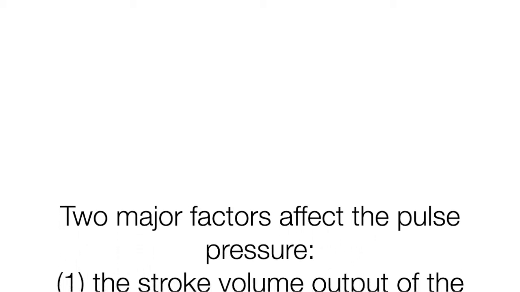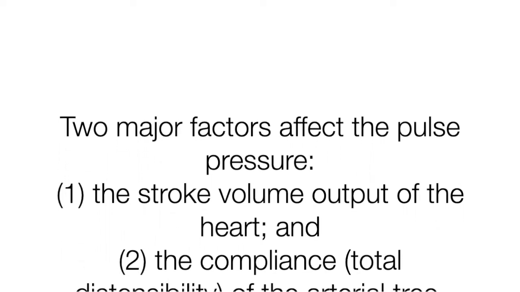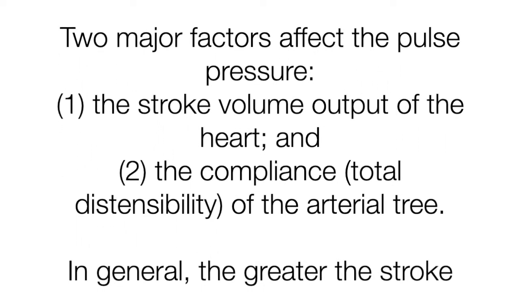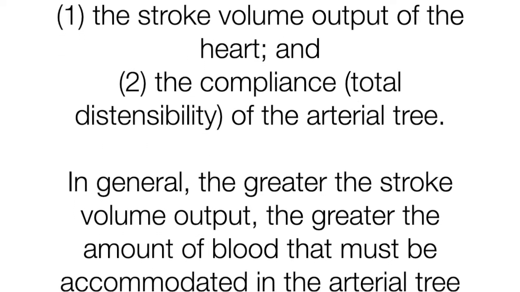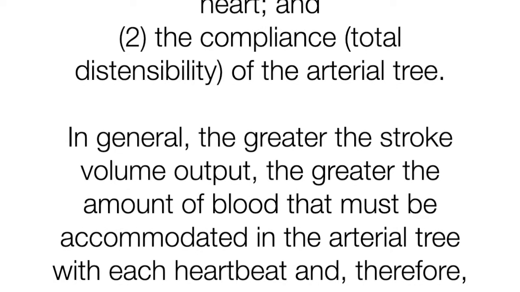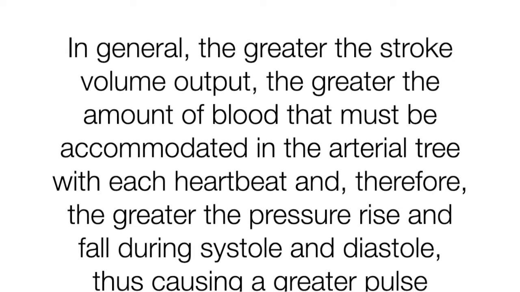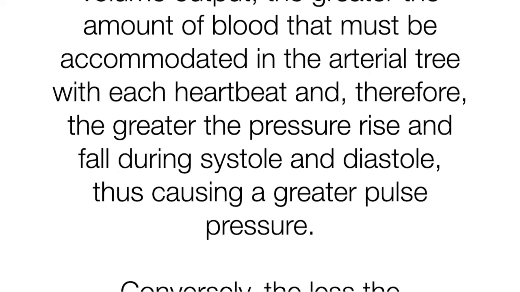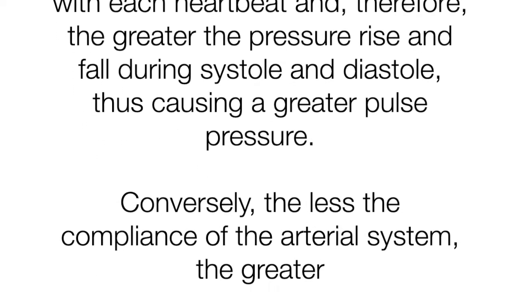Two major factors affect the pulse pressure. One, the stroke volume output of the heart, and two, the compliance, that is, total distensibility of the arterial tree. In general, the greater the stroke volume output, the greater the amount of blood that must be accommodated in the arterial tree with each heartbeat, and therefore the greater the pressure rise and fall during systole and diastole, thus causing a greater pulse pressure.